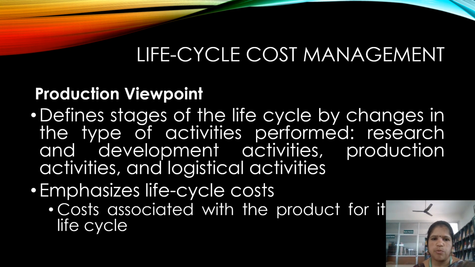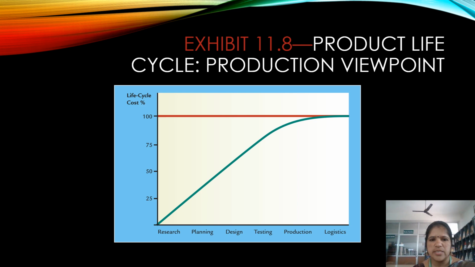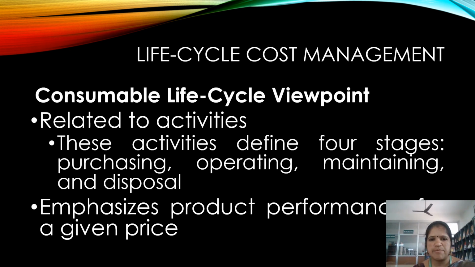Next, production viewpoint. Different stages of the life cycle are marked by changes in the type of activities performed: research and development activities, production activities, and logistics activities. It emphasizes the life cycle cost, which associates the costs with the product and its life cycle. See the life cycle of the product: research, planning, design, testing, production, logistics. It will also be increasing.